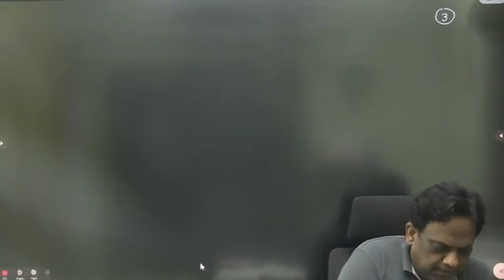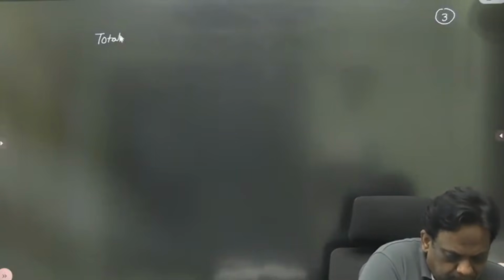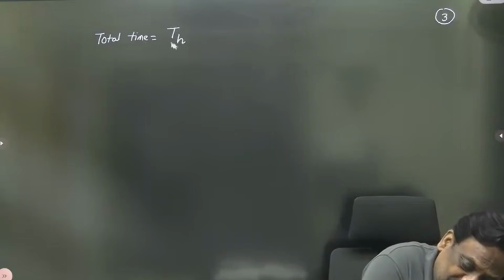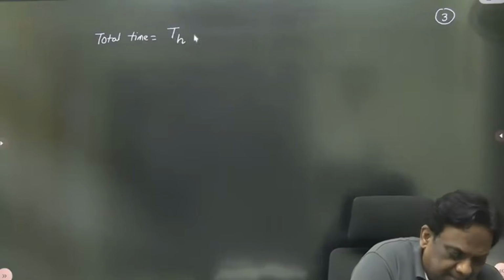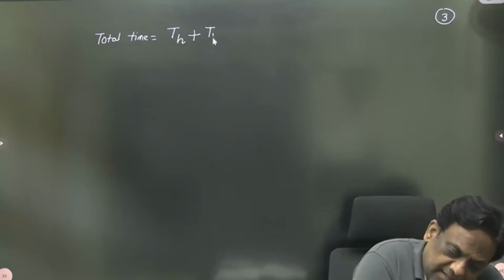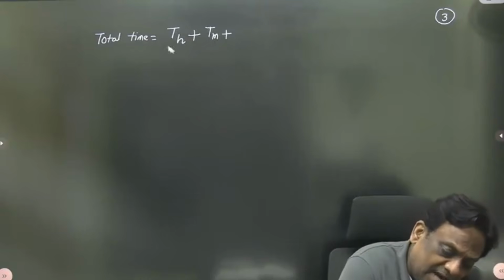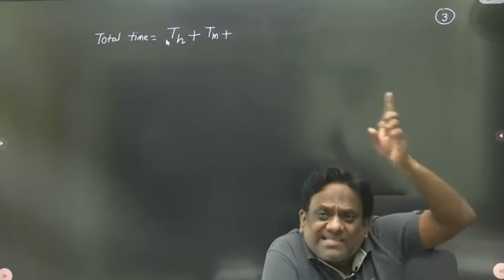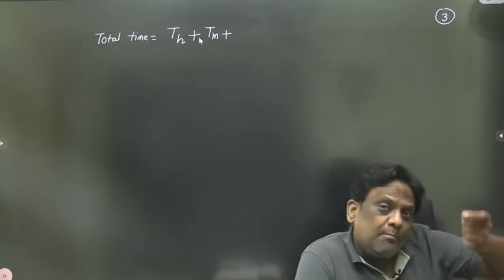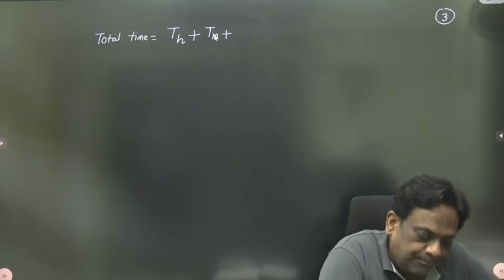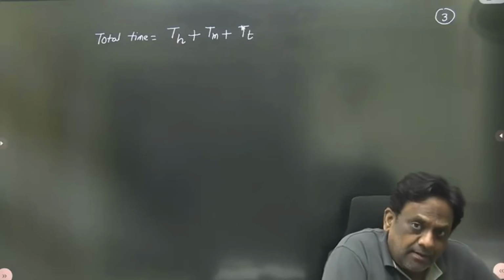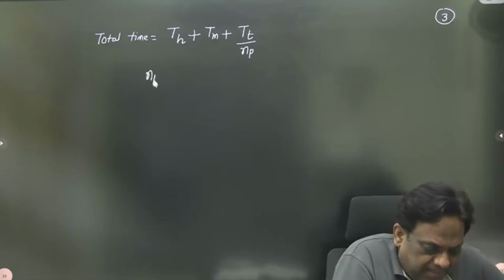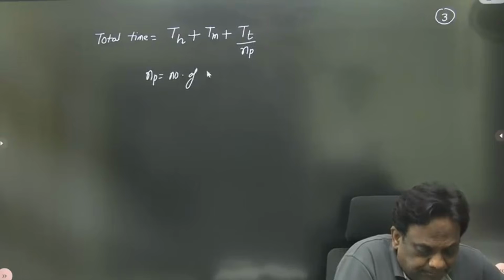Now, the total time will be equal to part handling time. This is non-productive. Part handling time plus machining time. देखो, this is part handling. This is for a single piece. How much time you are taking to load and unload a single piece? This is per piece. What is the machining time for a single piece? This is also per piece. This is the tool changing time. And I should divide equally. Therefore, divide with NP, where NP is number of pieces produced.